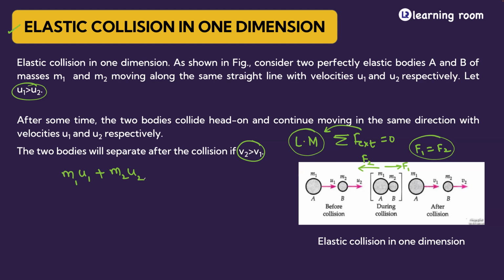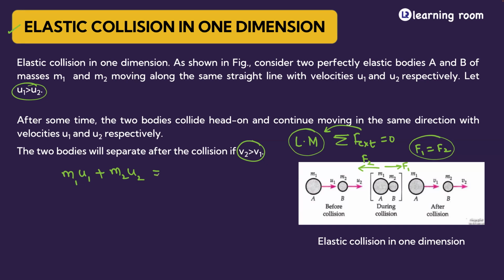So m1 u1 is the momentum of the first object. m2 u2 is the momentum of the second object. Remember, momentum is a vector quantity, so you should always be clear with your directions. Here, since u1 and u2 both are taken to be in the same direction, I'm taking both of them to be positive. Right? This is the initial linear momentum of the system.